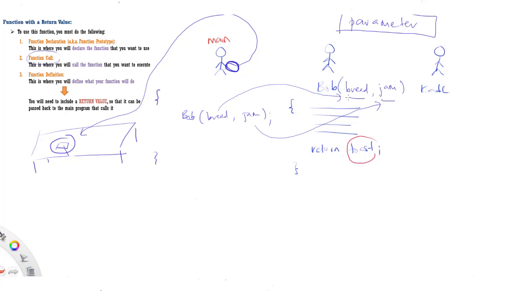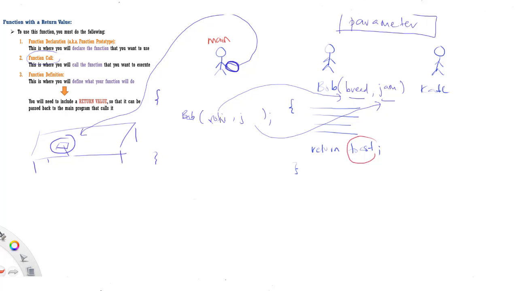Now, in here, I call it bread and jam. You don't have to do the same for the main program, because these are two different persons, two different functions. How you name things is up to the function itself. So let's say I don't call it bread, I call it roti. And I call this J.